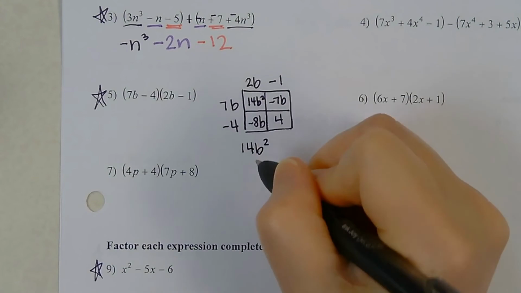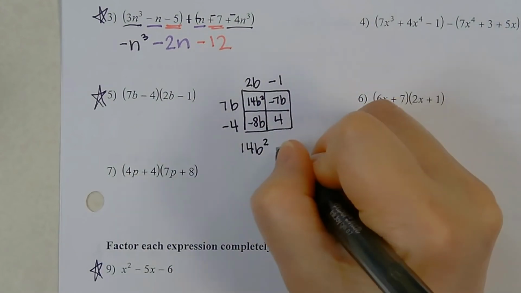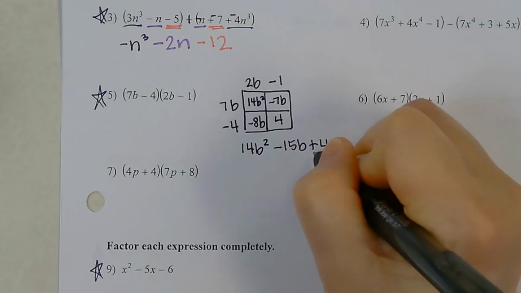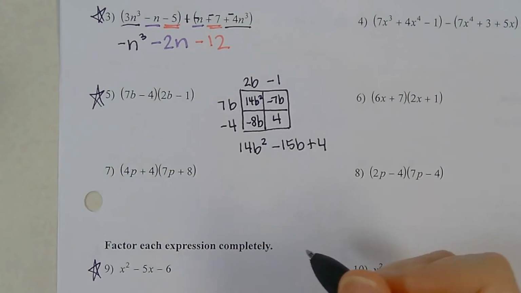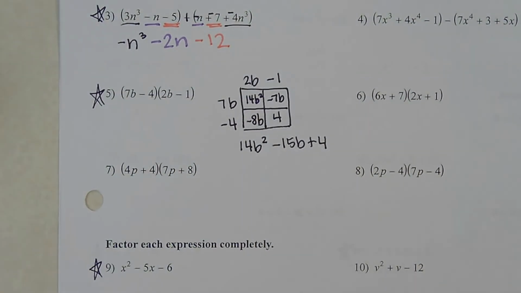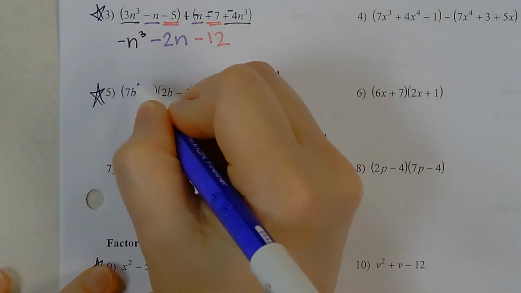So I'm just going to go with 14b squared, and then these two diagonals, those are like terms, so that's negative 15b, and then we got plus 4. Remember, it's a plus 4 because that's a positive 4. All right, and I'm going to show you a distributive model. This is just the standard way of doing it. This is the way I learned how to do it.